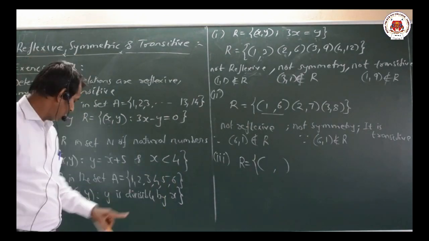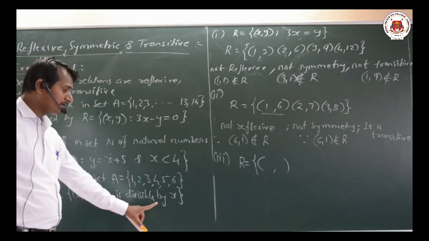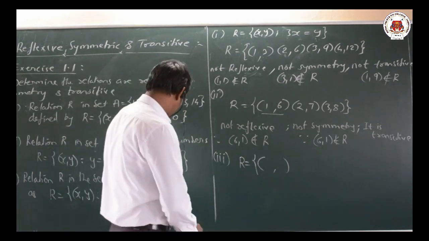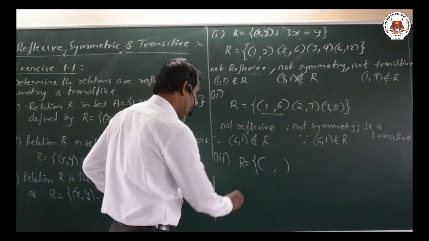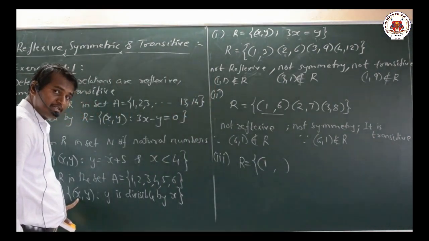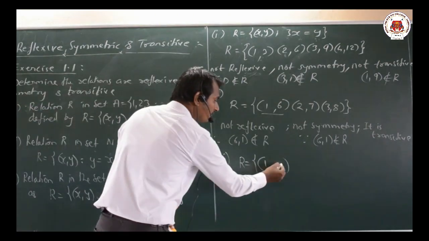A is given. R equal to x comma y, where y is divisible by x. Y is divisible by x means, here if I take x equal to 1, what are the elements? The elements are x comma y. If I take x equal to 1, y should be divisible by x.